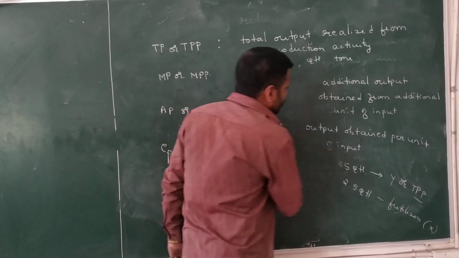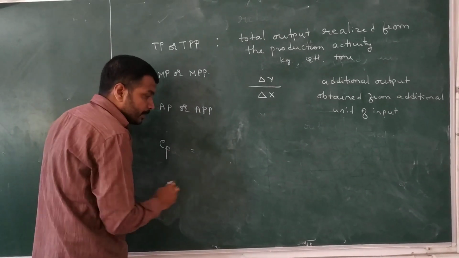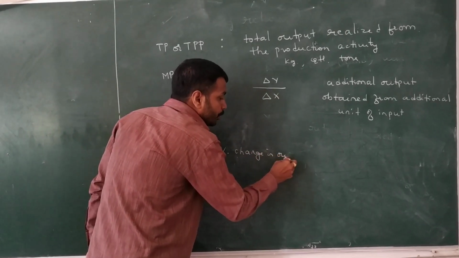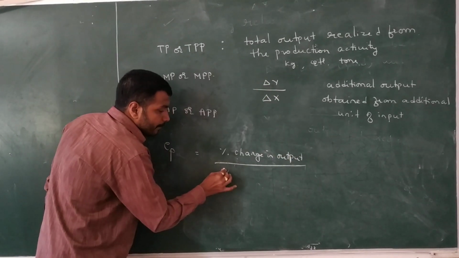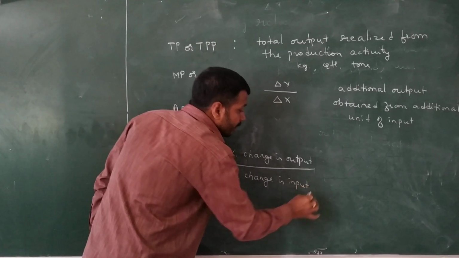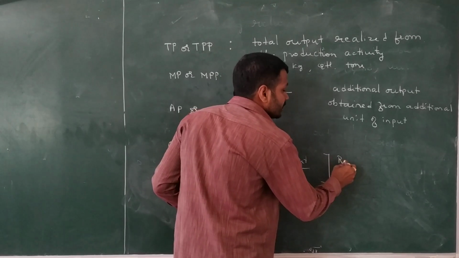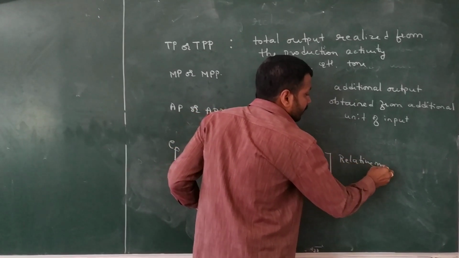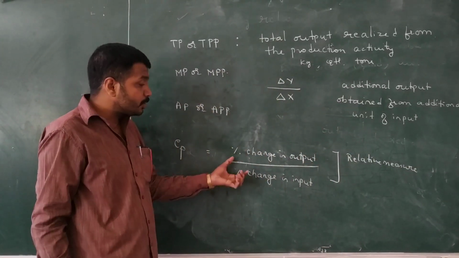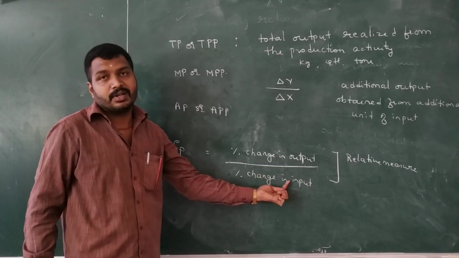Elasticity of production, okay, it is nothing but the percentage change in output due to percentage change in input. From this you should be clear, it used to be a relative measure. It always used to be a relative measure. Why is it called a relative measure? Because in relation to something we are saying. It is expressed as the percentage change in output to the percentage change in input.